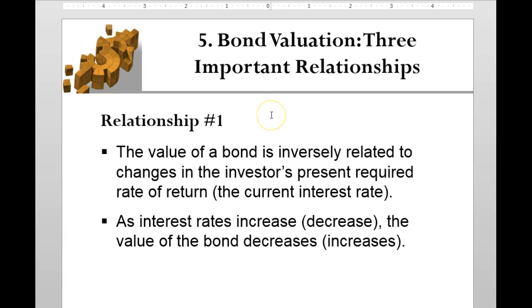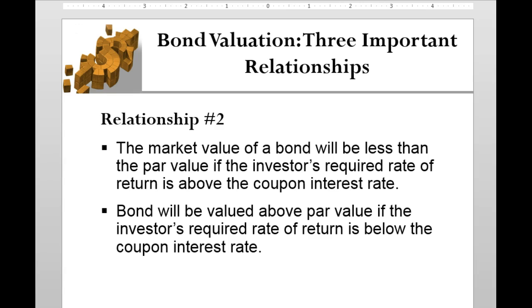So there are 3 really important relationships you need to be looking for. Relationship 1 is the value of the bond is inversely related to the changes in the investor's present required rate of return, the current interest rate. As the interest rate increases, just look at the increase part, the value of the bond decreases. There's an inverse relationship. So that's one relationship.